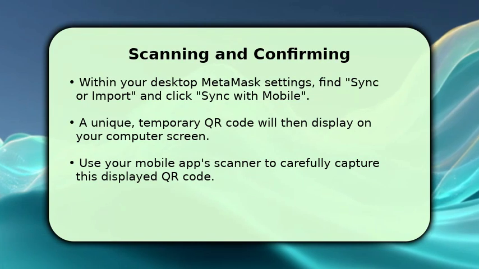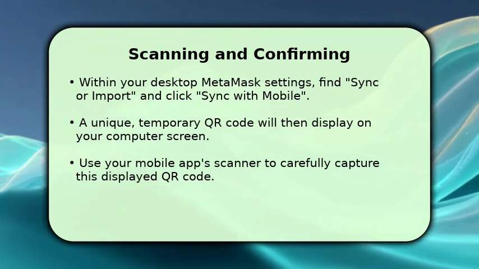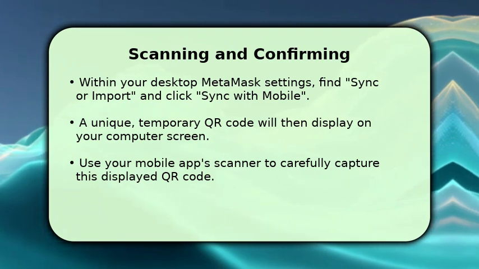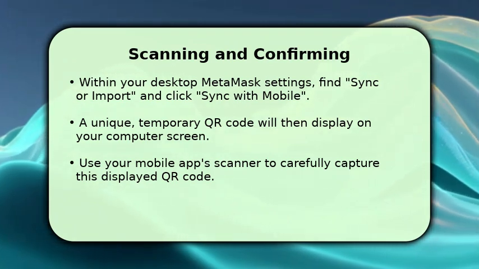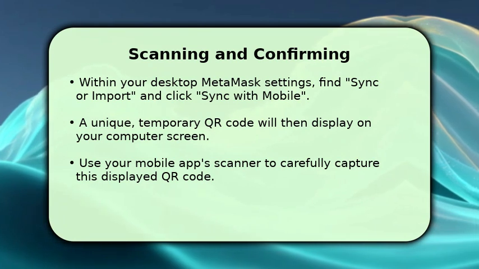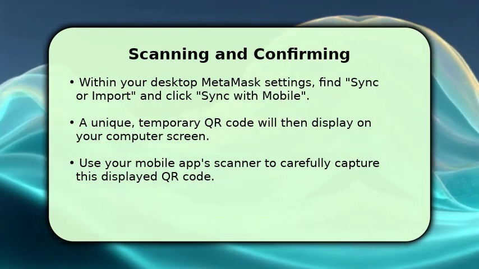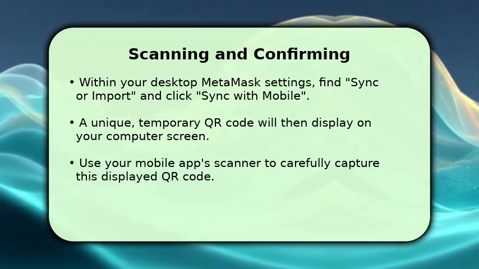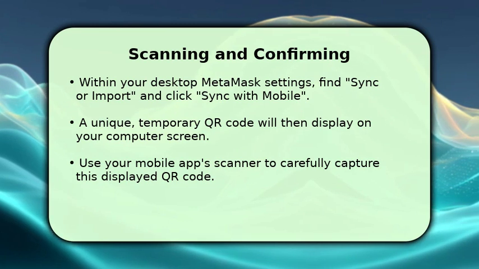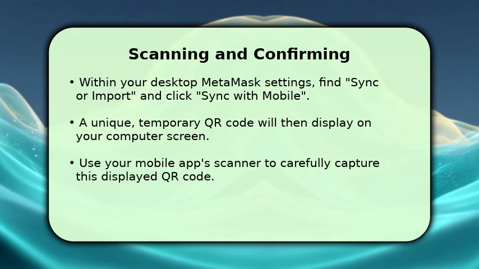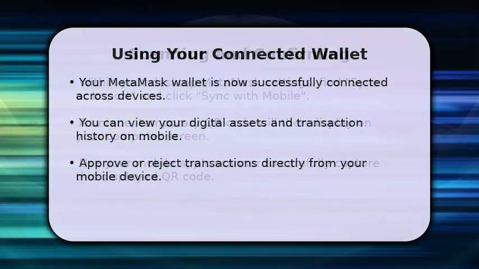With your mobile scanner active, return to your desktop MetaMask. In the settings, select Sync or Import, then click Sync with Mobile. A unique QR code will instantly appear on your computer screen. Use your mobile app to scan this code. After a moment, you will receive a confirmation prompt on both devices. Approve these prompts to finalize the secure connection.